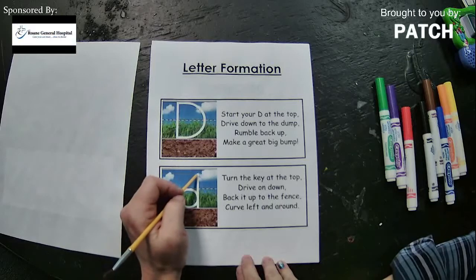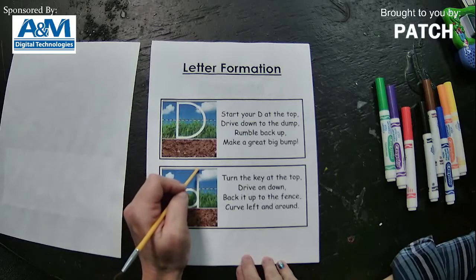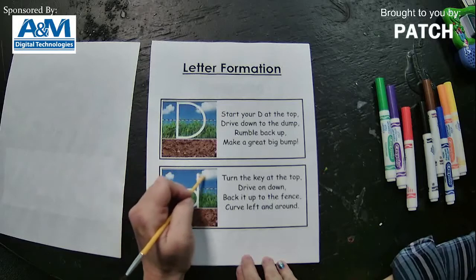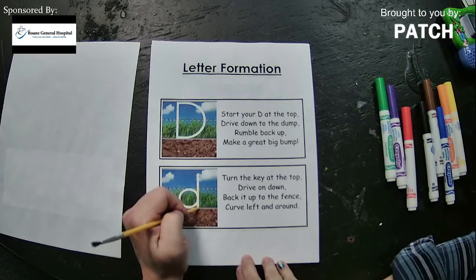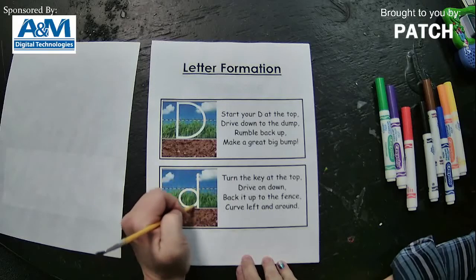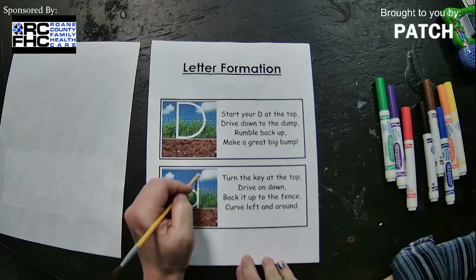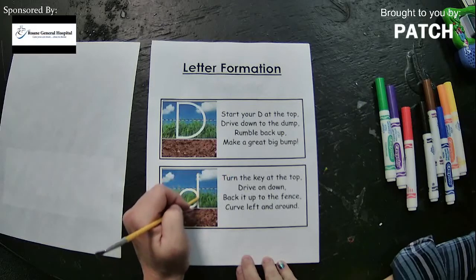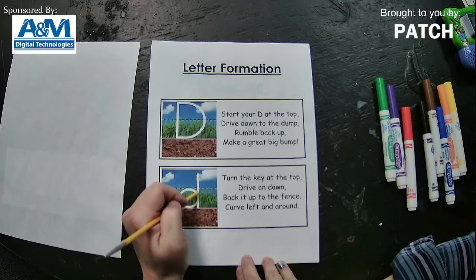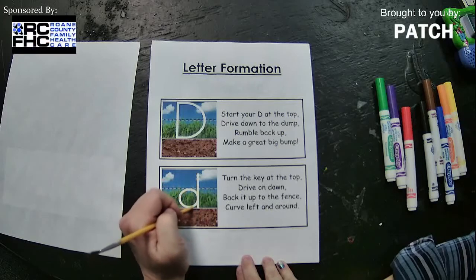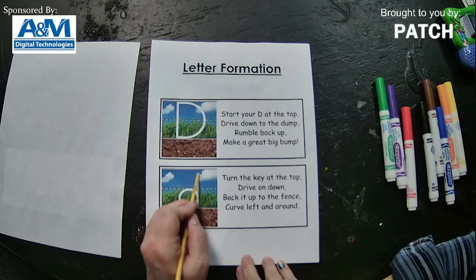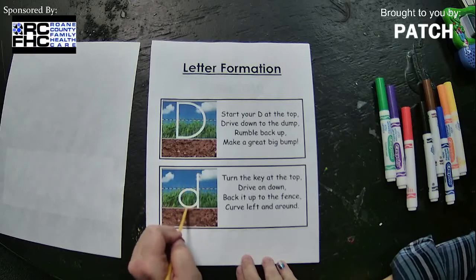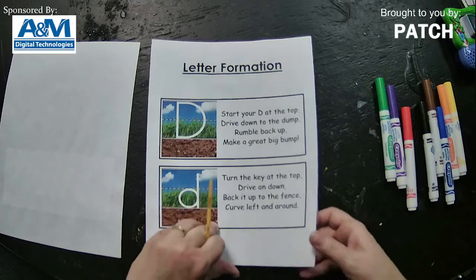All right, now for our lowercase d. Now the lowercase d does not go all the way up to the top of the sky, does it? It's hanging around in the middle of the clouds. So we're going to get in the clouds, down to the ground, and then we're going to make a circle, okay? But here it says, turn the key at the top, drive on down, back it up to the fence, curve left and around, okay? So your circle's going to go to the fence. So we're in the clouds, the fence, and the ground. And our circle's going down there through the grass. Okay, got it? Good job.